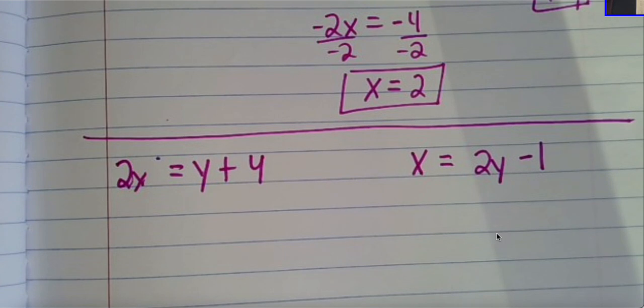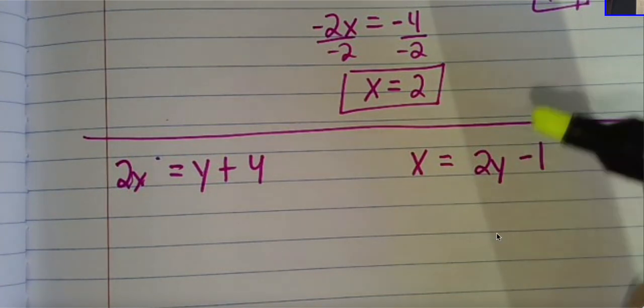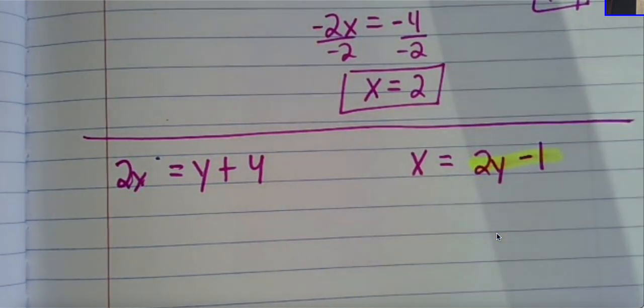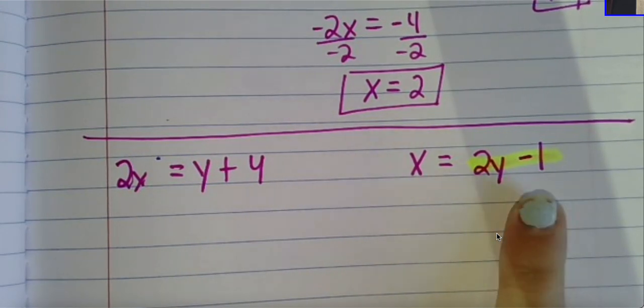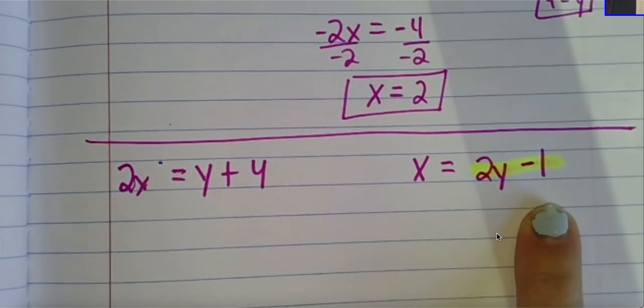So, when you have a variable by itself, what does x equal? Read that second equation. Tell me, x equals what? 2y minus 1. Does everybody see that? This right here is what x equals. So guess what I'm going to put in the other equation? Instead of x, I'm going to write 2y minus 1, because that's what it is.